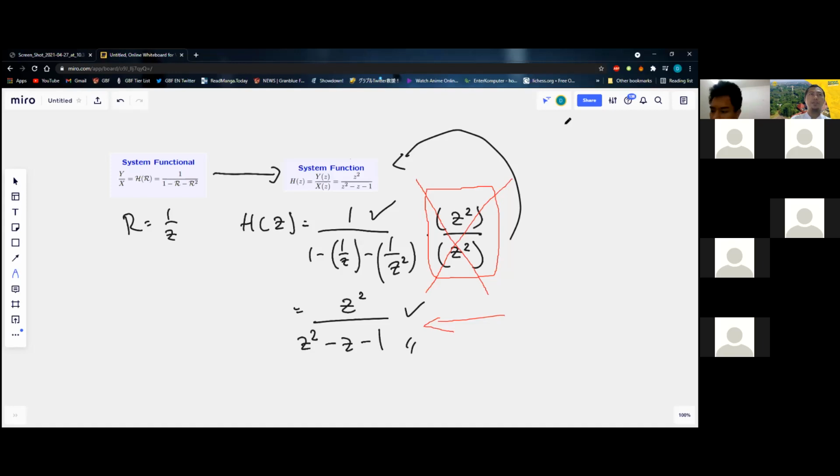So in this case, we can replace the R with just 1 over Z, right? So it's kind of Z to the power of minus 1, something like that. Yes, and then we get the function completely in the Z domain. Actually, you are already done with the Z transform using your own method.